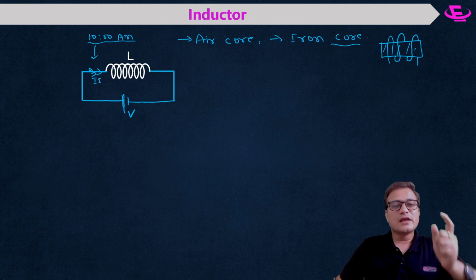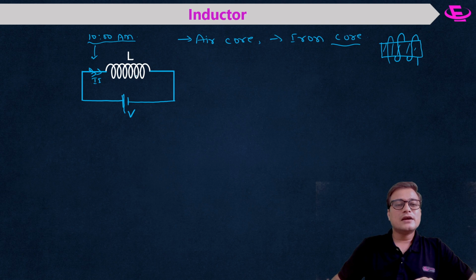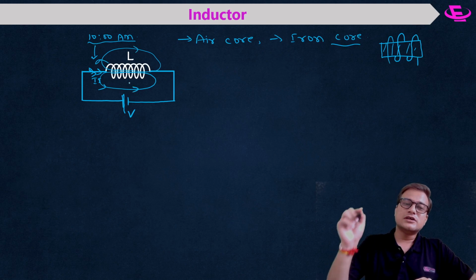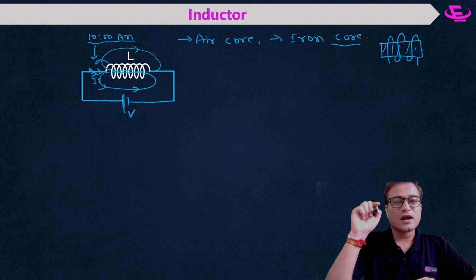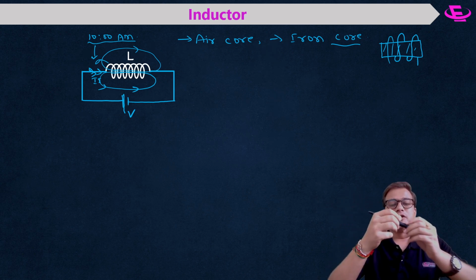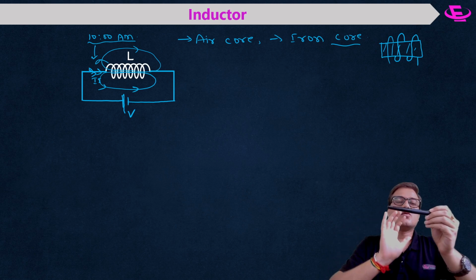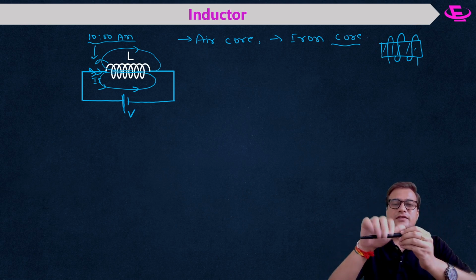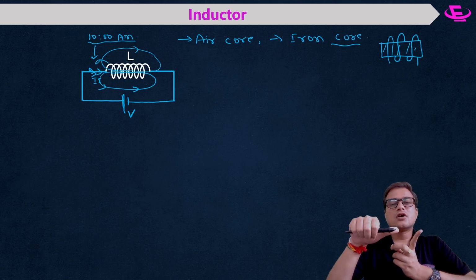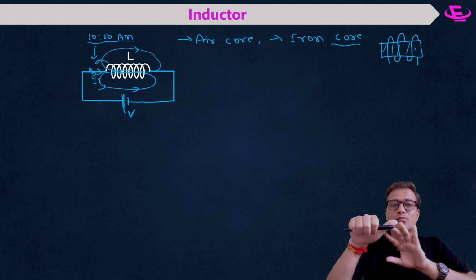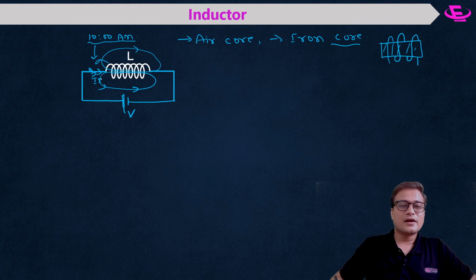Now what will happen if there is some current I? You will find magnetic field lines like this. Why magnetic field lines? Because if there is electric current in a wire, there will be a magnetic field. Here the wire is wound like a coil, so if current is flowing like this, your thumb will point in the direction of the north pole of the magnet. So this is the north pole, this is the south pole.